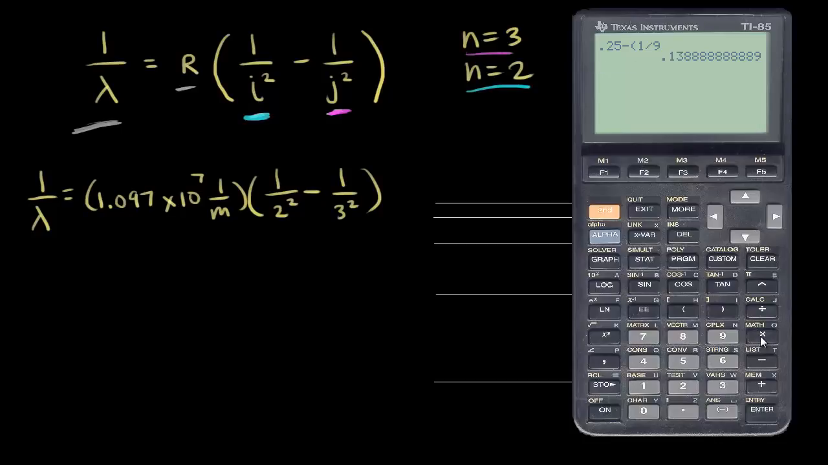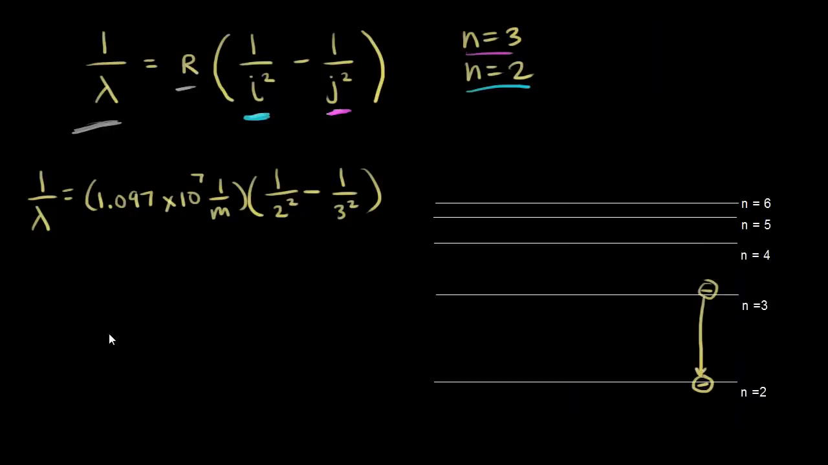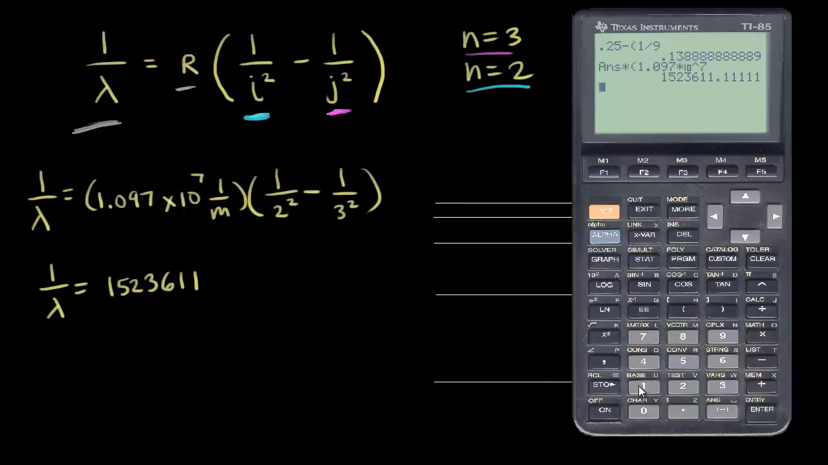And if we multiply that number by the Rydberg constant, that's 1.097 times 10 to the 7th, we get 1523611. So let me go ahead and write that down. So now we have 1 over lambda is equal to 1523611. So to solve for lambda, all we need to do is take 1 over that number. So 1 over that number gives us 6.56 times 10 to the negative 7.